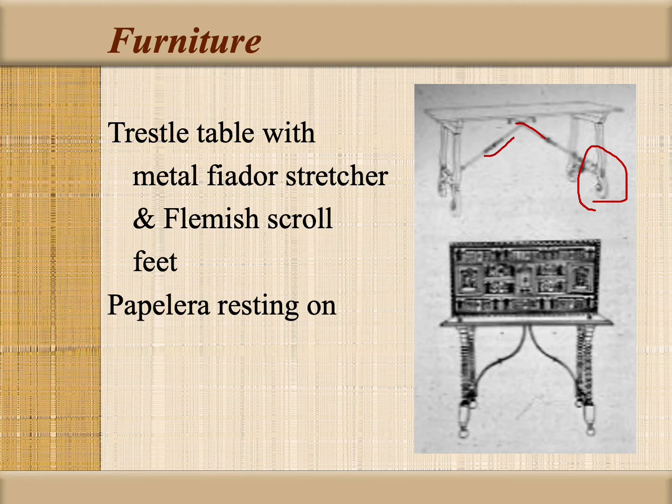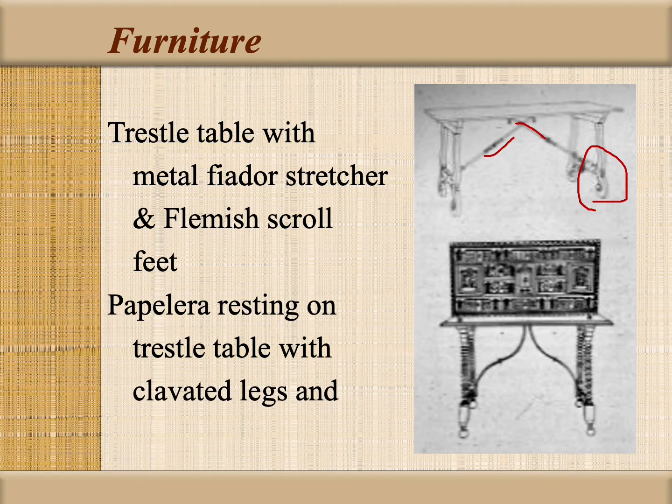And then you can also see the Papelera resting on the trestle table with clavated legs and a Fyodor. So this up here is the Papelera, so that portable writing desk. And then you can also see the trestle table below, so you can see that it has the stretchers. And then the end part here, this whole section, that leg type thing, that's going to be your trestle. And then you can see the clavated legs, so they're turned.